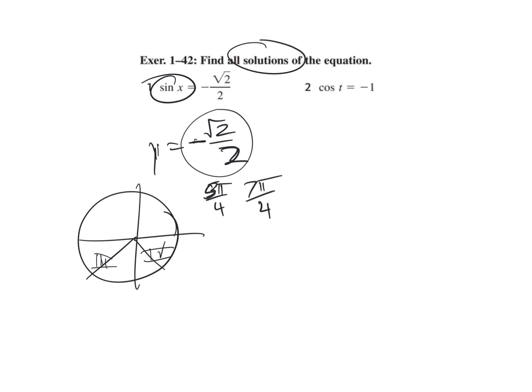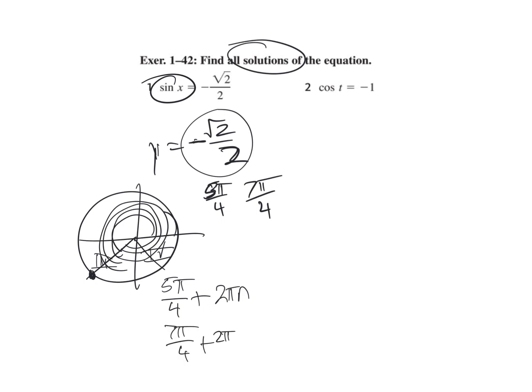Now, all solutions means forever and ever as you go around. So if we go around to 5 pi over 4, we can add another 2 pi, and another 2 pi. So how we write that is, our answer is 5 pi over 4 plus 2 pi n, for how many times you're going to go around. And the same thing for the 7 pi over 4 plus 2 pi n.